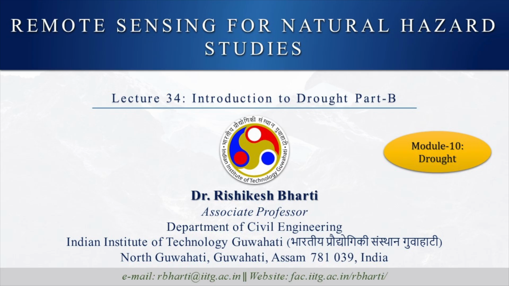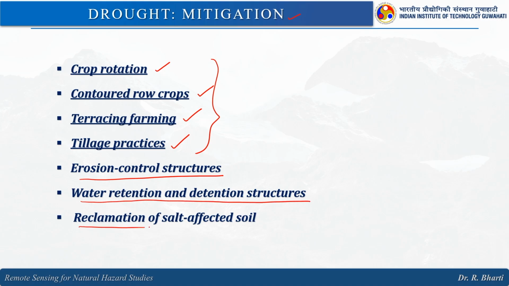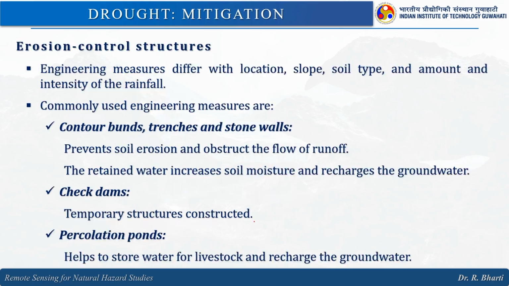This is part 2, part of module 10, and we were talking about drought. I hope you remember that we started discussing the mitigation measures, and here we had crop rotation, contoured row crops, terracing farming, and tillage practices. This is what we discussed in the first part. Now, we will continue with erosion control structures, water retention and detention structures, and reclamation of salt affected soils.